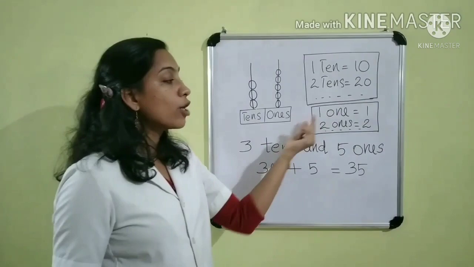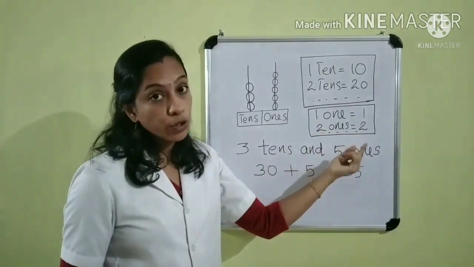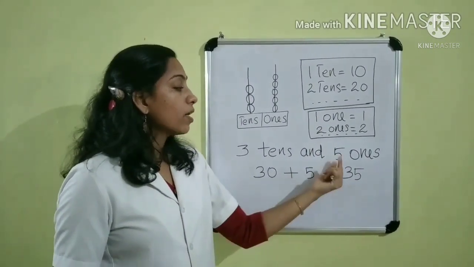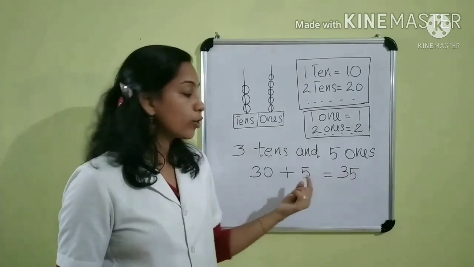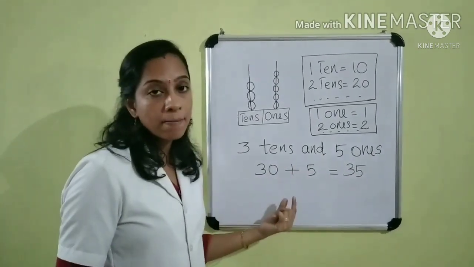Then, you know the value of 1 one is equal to 1. 2 ones equal 2. 3 ones equal 3. So, we can say the value of 5 ones is equal to 5. Then, we have to add these two numbers.